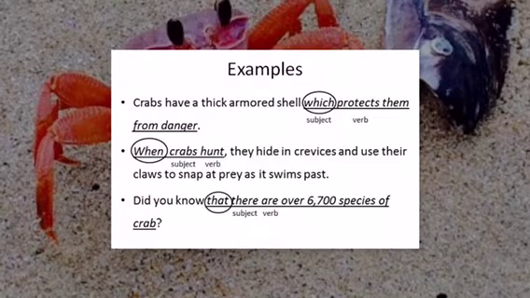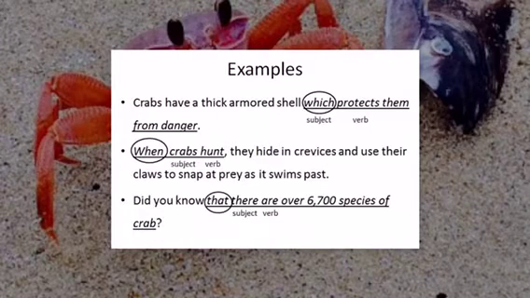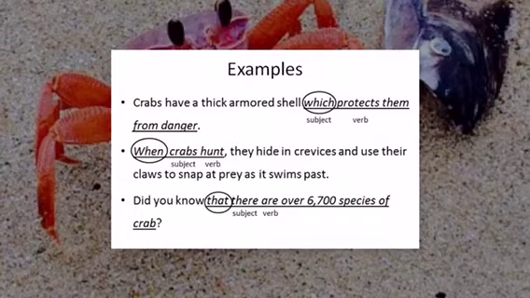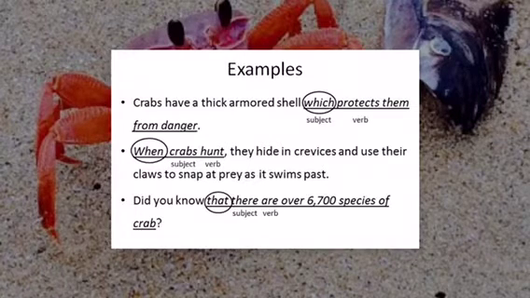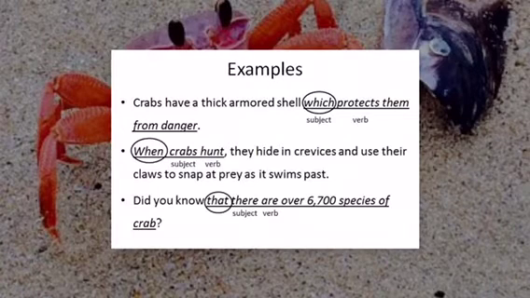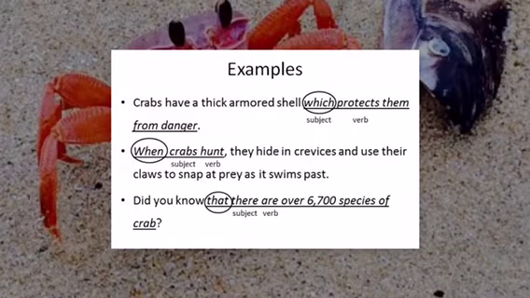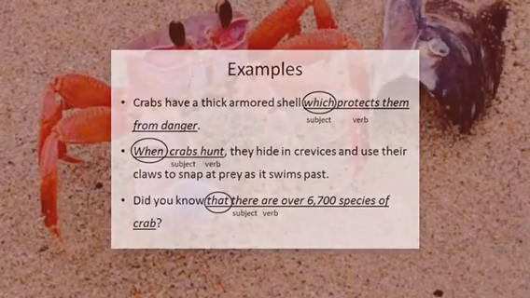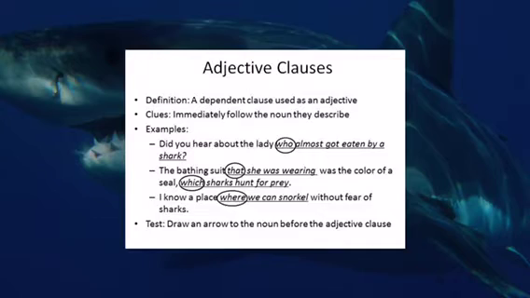The subject of this clause is the word there, and the verb is the word are. Now, it might look like this clause could stand by itself. After all, I could walk up to someone and say, there are over 6,700 species of crab. But this is actually a common trap. When you ask yourself if a clause could stand by itself, you must include the subordinating conjunction or relative pronoun which introduces it. Then it becomes easy to tell if it's a dependent or independent clause. I can't walk up to someone and say that there are over 6,700 species of crab, and therefore this is a dependent clause. Remember when we said that dependent clauses can function as adjectives, nouns, or adverbs?